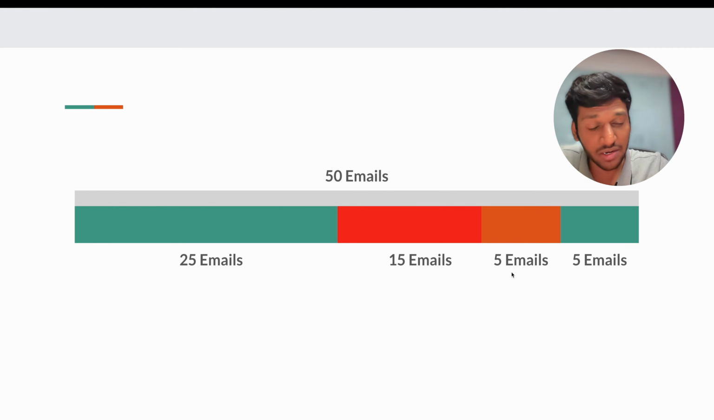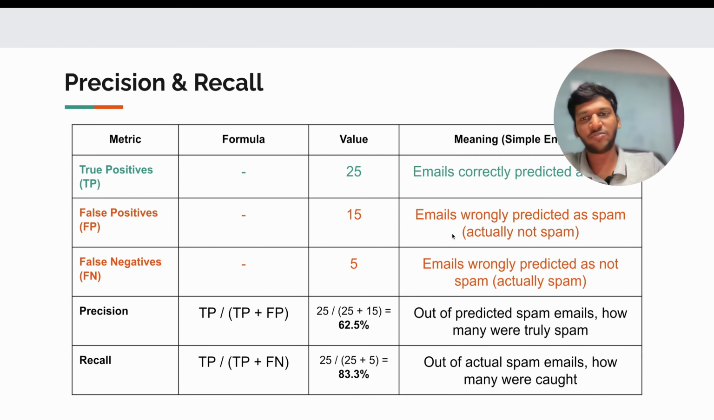That is coming inside your inbox. That is also a problem. So if you see the emails which are spam and classified as spam, that is called true positive. The emails are correctly predicted as spam. What is false positive? The 15 emails which are wrongly predicted as spam, but actually not spam.